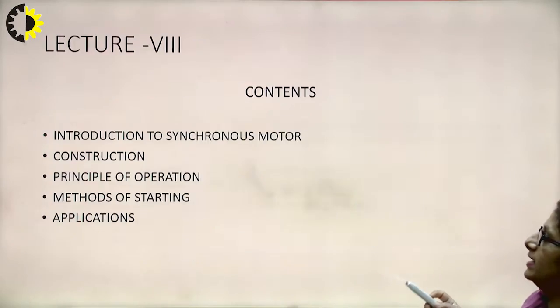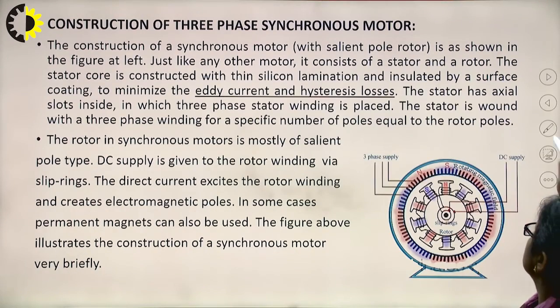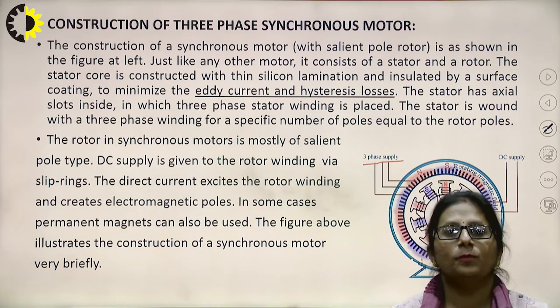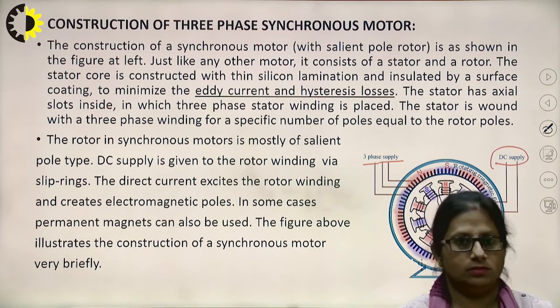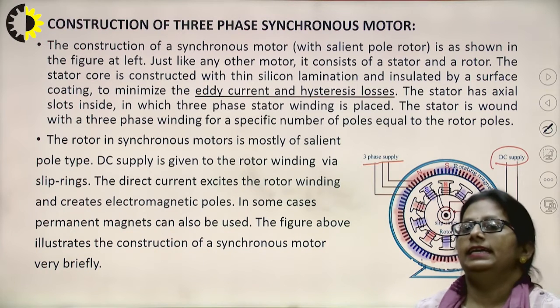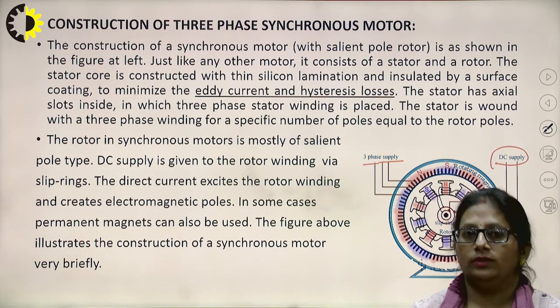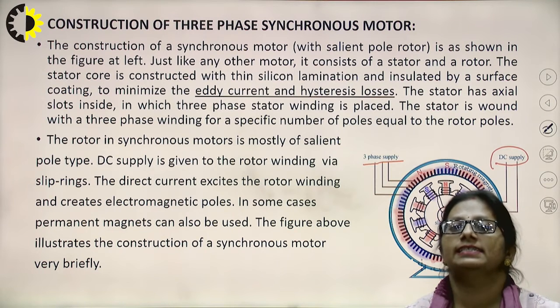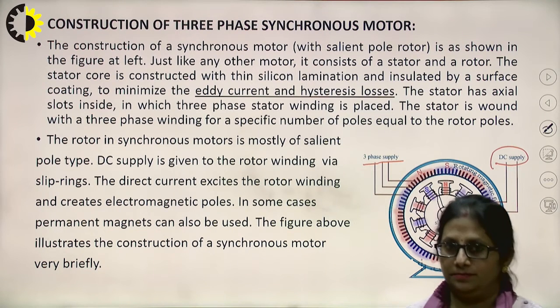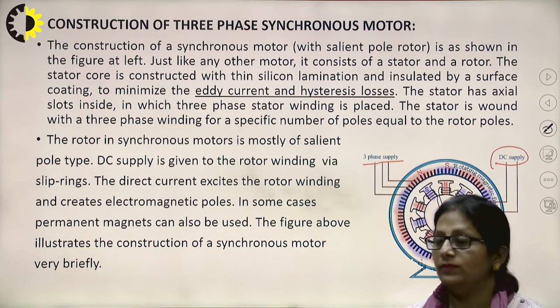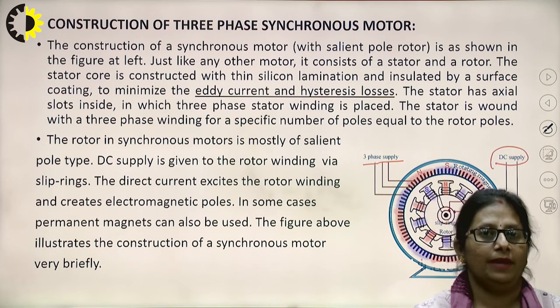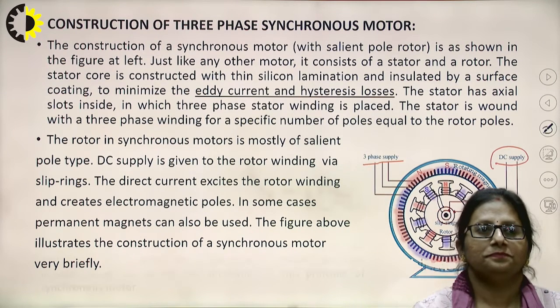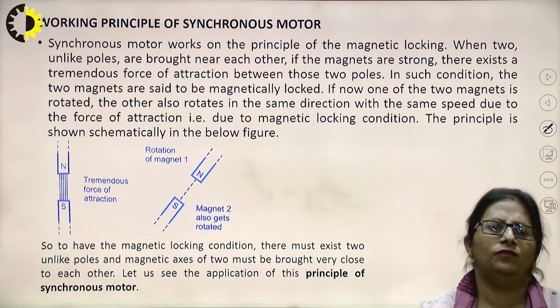The 3-phase AC supply is being given to the stator, as well as the DC supply is also being given to the rotor, for forming the poles. So in this case, the 3-phase synchronous motor is called a doubly excited motor or doubly excited system, as the stator is excited with 3-phase AC supply and the rotor is also excited with the help of DC supply, 220 volts. Now, what is the working principle of the synchronous motor?